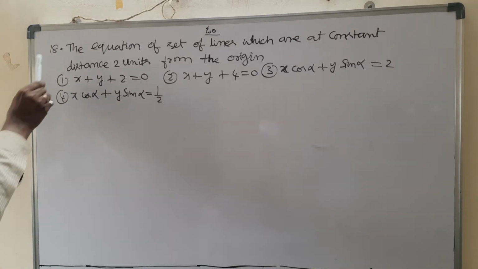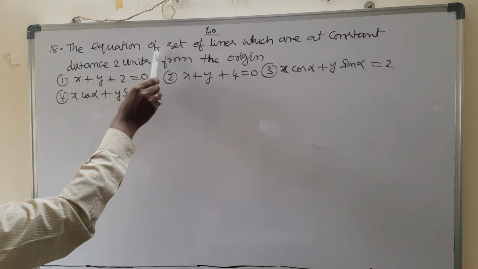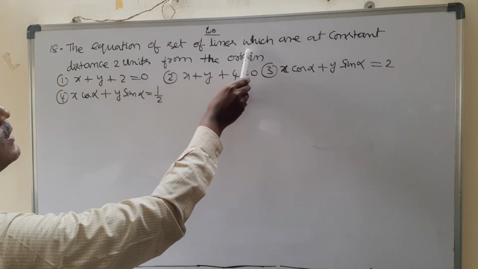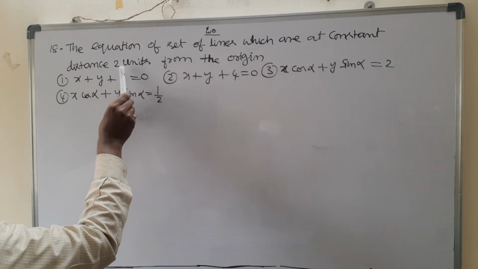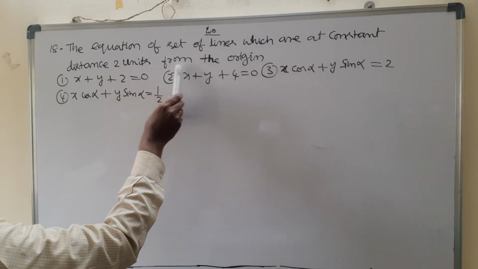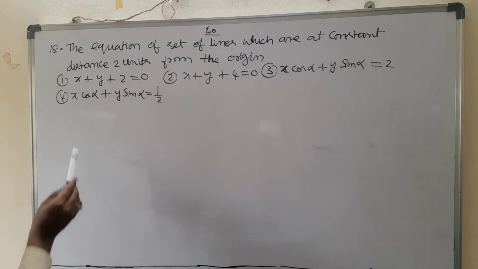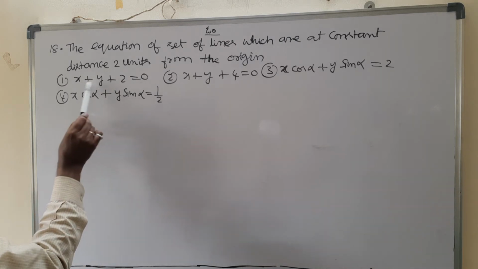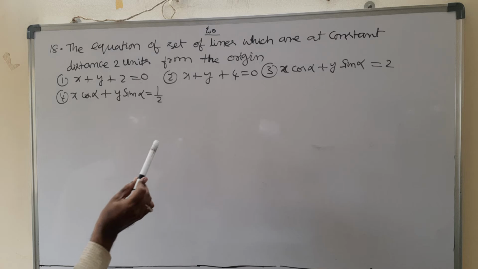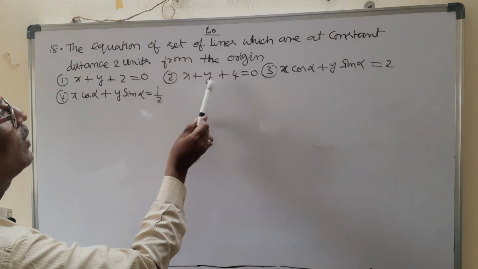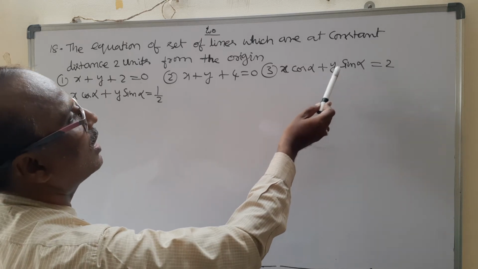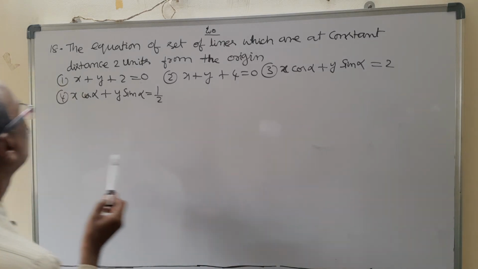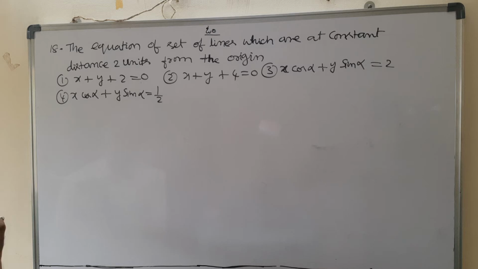Question number 18. The equation of set of lines which are at constant distance 2 units from the origin. First option, x plus y plus 2 equal to 0. Second option, x plus y plus 4 equal to 0. Third option, x cos alpha plus y sin alpha equal to 2. Fourth option, x cos alpha plus y sin alpha equal to 1 by 2.